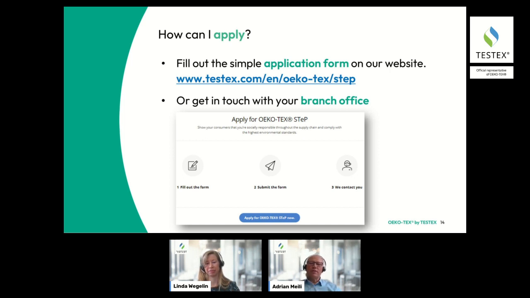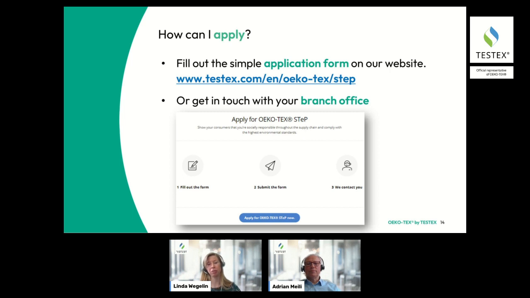Within 3 days, you will get a cost quotation for the STEP certification. And if it's handled by one of our worldwide offices, they will also get in touch with you, because we have branch offices all over. As you might know, you can see the statistics on our website, and you get approached by them. Great. So we're also going to share the link to the application form on our website in the chat. And as you mentioned, Adrian, you get the cost quotation, a detailed offer within 3 days, which is really nice.